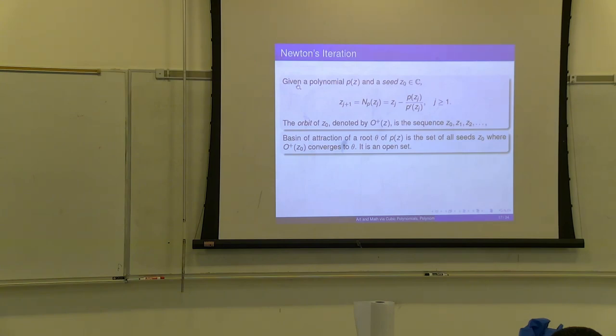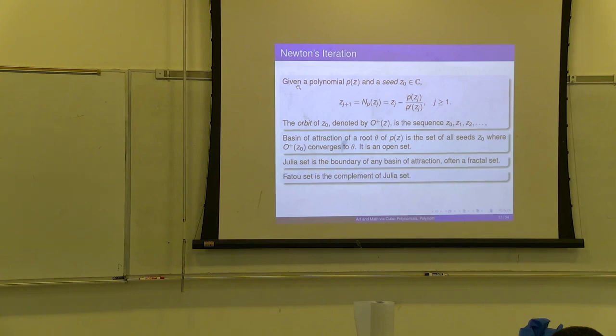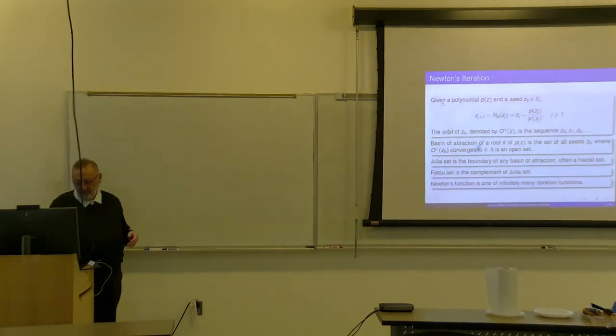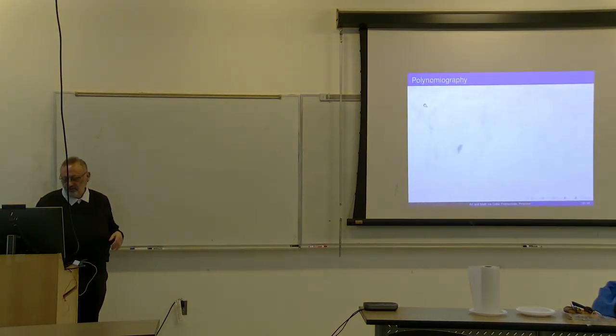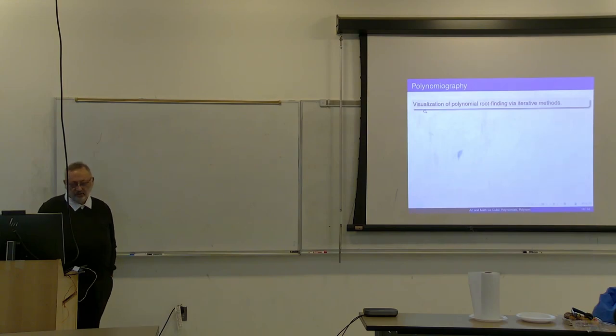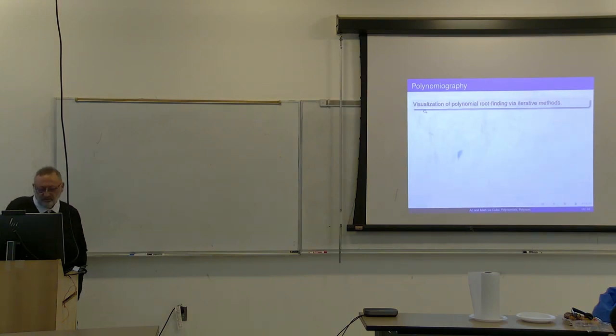The basin of attraction of a root of a polynomial is the set of all those points whose orbit converges to that root. The Julia set is the boundary of any of the basins of attraction. And the Fatou set is the complement of the Julia set. Newton's method is only one of the methods for finding a root, iterative methods. Visualization of polynomial root finding via iterative methods, that's what polynomiography is. It leads to images called polynomiographs.